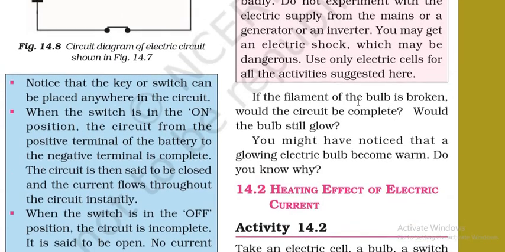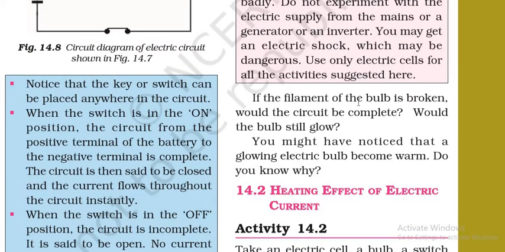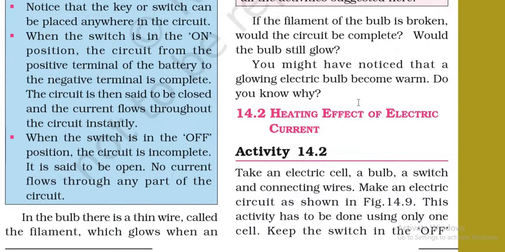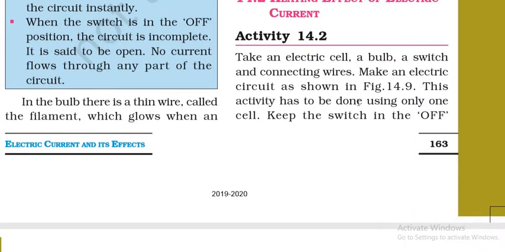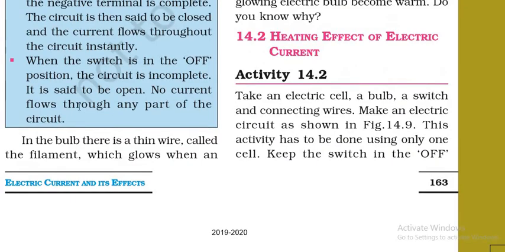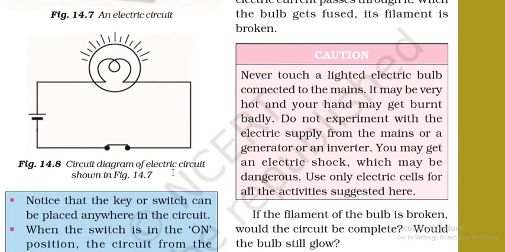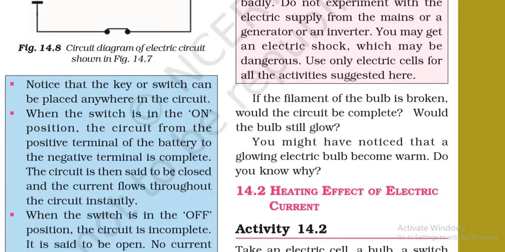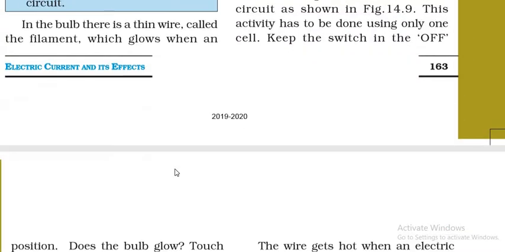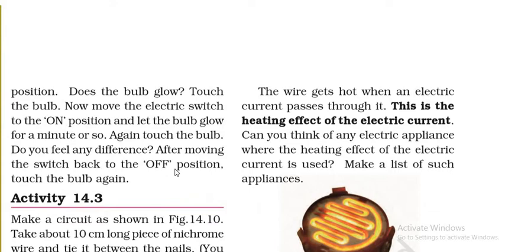Now children, moving further in this chapter, we need to know about the heating effect of an electric current. What happens when you switch on a button, the bulb tends to glow. Now what is responsible for that? Actually in the bulb there is a thin wire which is called a filament, and when current passes through it, this filament becomes red hot and it glows. That is what helps the bulb to glow.